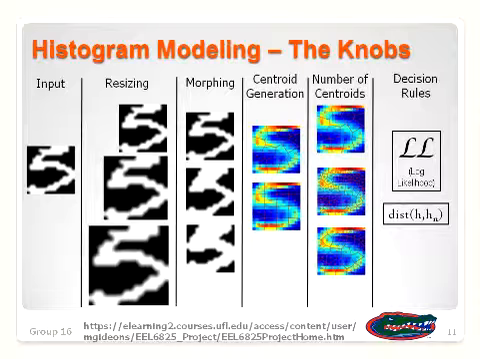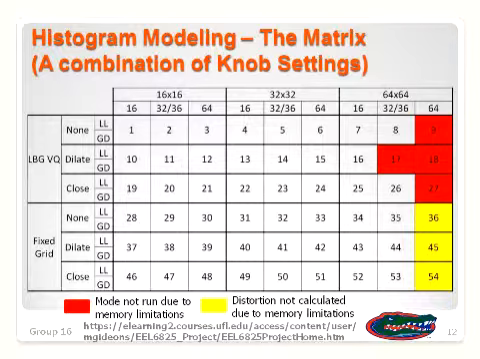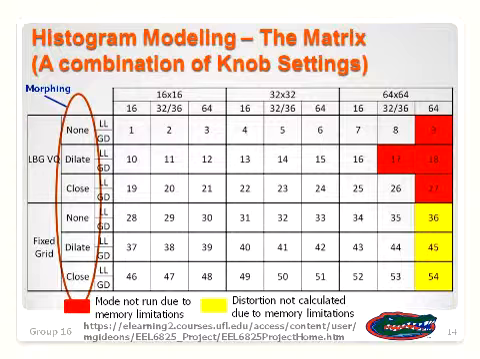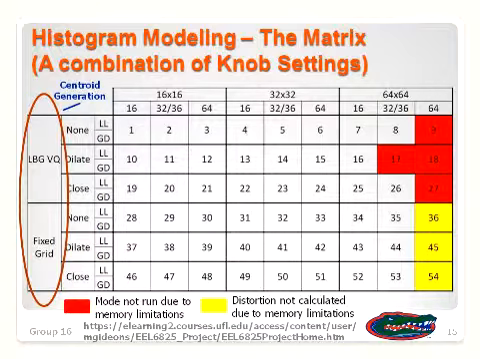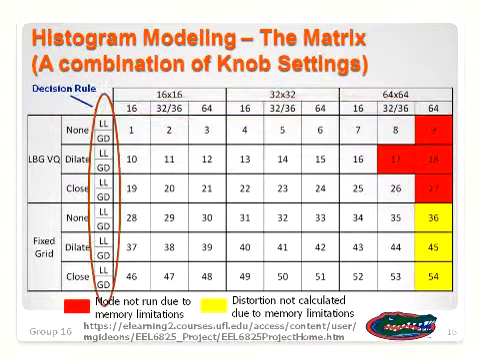The histogram modeling algorithm was developed with 4 knobs and 2 decision rules. 54 unique modes were chosen for a comprehensive run set for the histogram modeling algorithm, as shown here in the run matrix. Within the run matrix, 3 groups of columns indicate the image size. Rows in the run matrix indicate the morphing used. The rows are grouped into 2 sets, each indicating the type of centroid generation used. The columns of the run matrix indicate the number of centroids used.